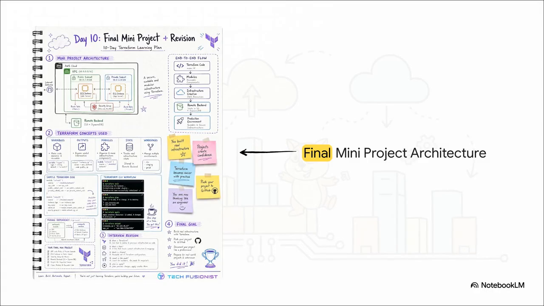The ultimate payoff of following this structured 10-day learning plan is massive. By the end, you aren't just writing basic scripts. You are building a secure, modular mini-project architecture. Public and private subnets, logically separated web and app servers, strict security groups, all seamlessly tracked by a remote backend. It's everything we've talked about combined into a true, real-world deployment.